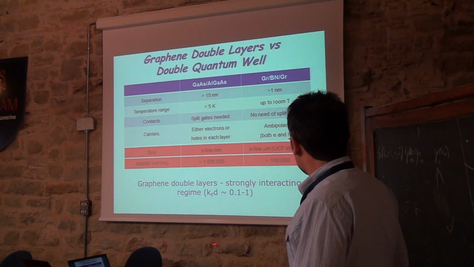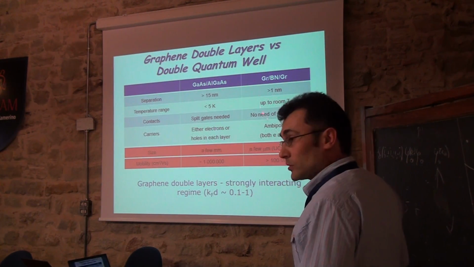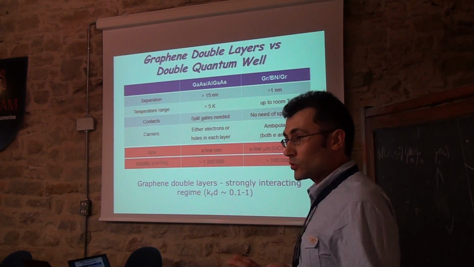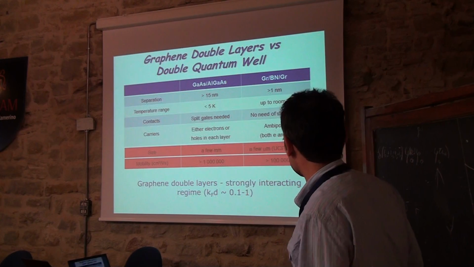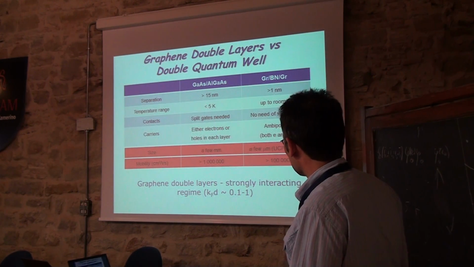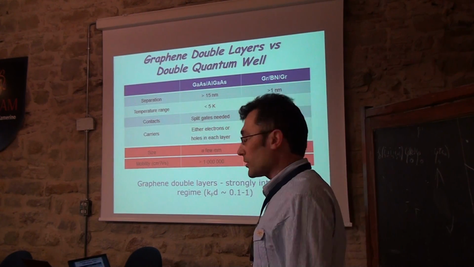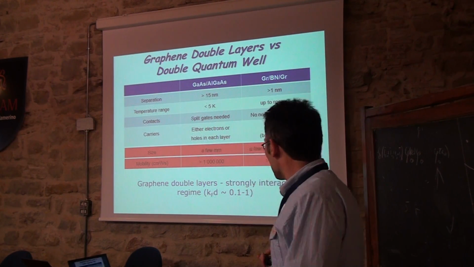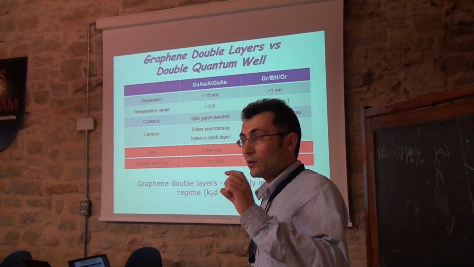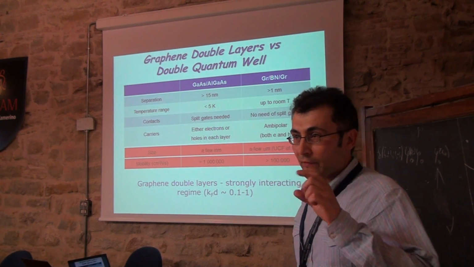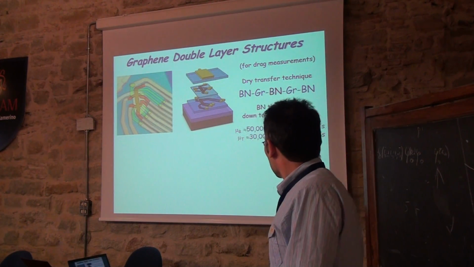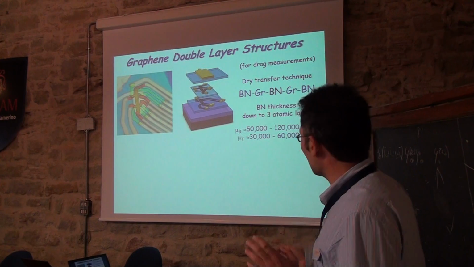All right, but anyway, this parameter, the separation, is the most important one. With this separation and the typical densities which we study, which are more or less the same in gallium arsenide and graphene systems, we are always in the so-called strongly interacting regime. That simply means that the distance between layers is always smaller than the average separation between charge carriers in the same layer. So for different kinds of measurements, we use different kinds of devices.